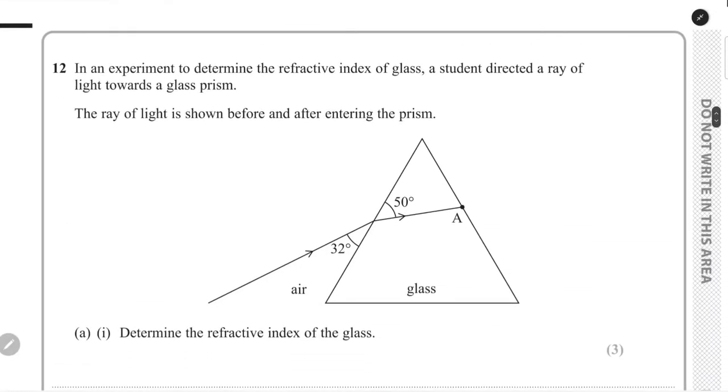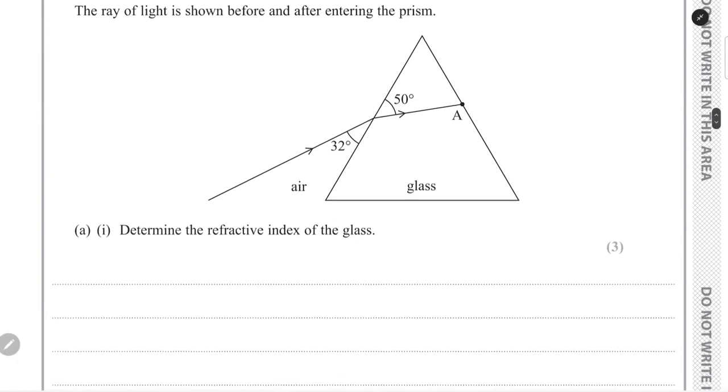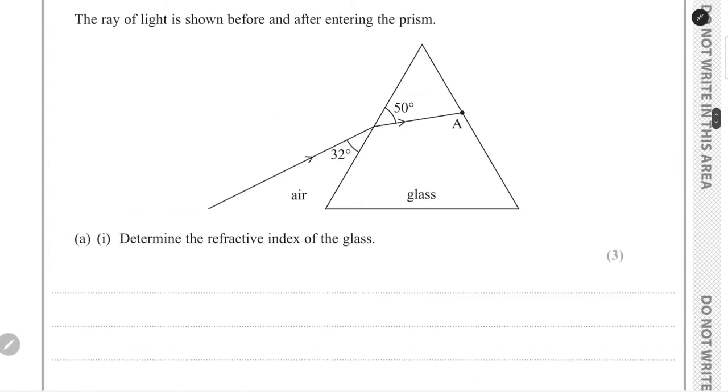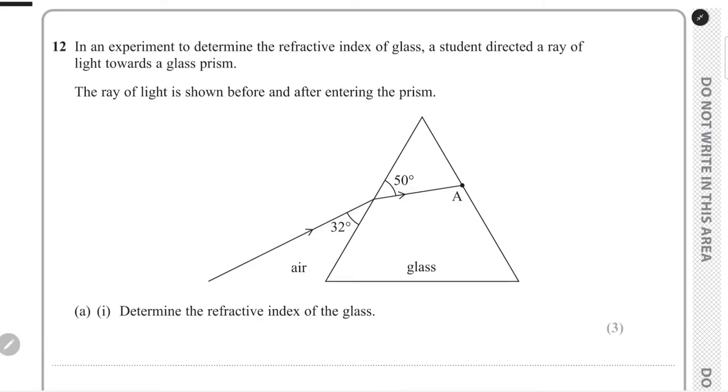Question 12 is about light waves. In the first question, we are given the angles over here, and we have to find the refractive index. Now we cannot directly put in sine 32. This is not the incidence angle. For the incidence angle, we need the angle with the normal. So we have to draw the normal at first. This is the normal over here.